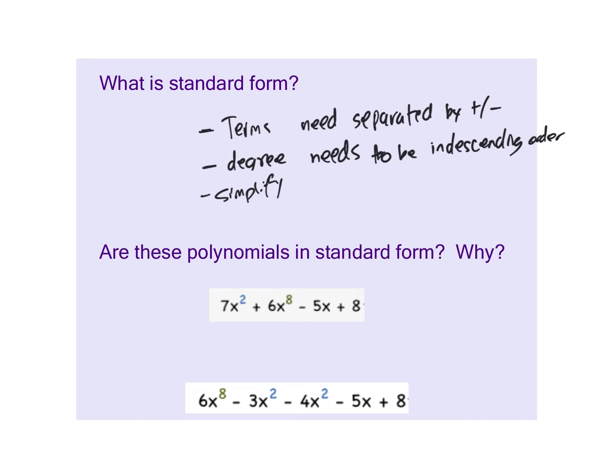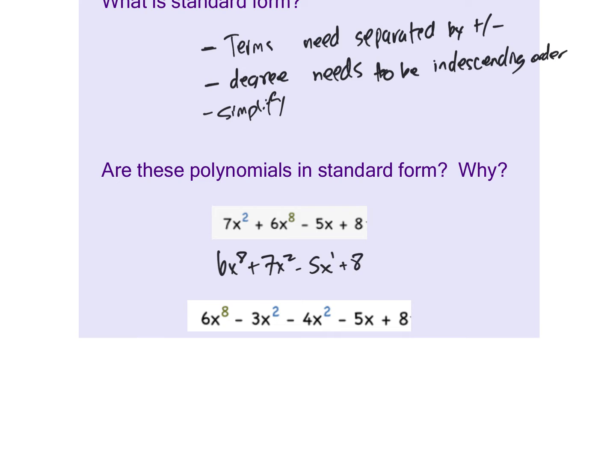But you actually do need to put this in decreasing order. All the degrees, or exponents, need to be in decreasing order. So we're going to start with 6x to the 8th, and then we're going to go with 7x squared minus 5x plus 8. Remember that x always has a hidden exponent of 1.